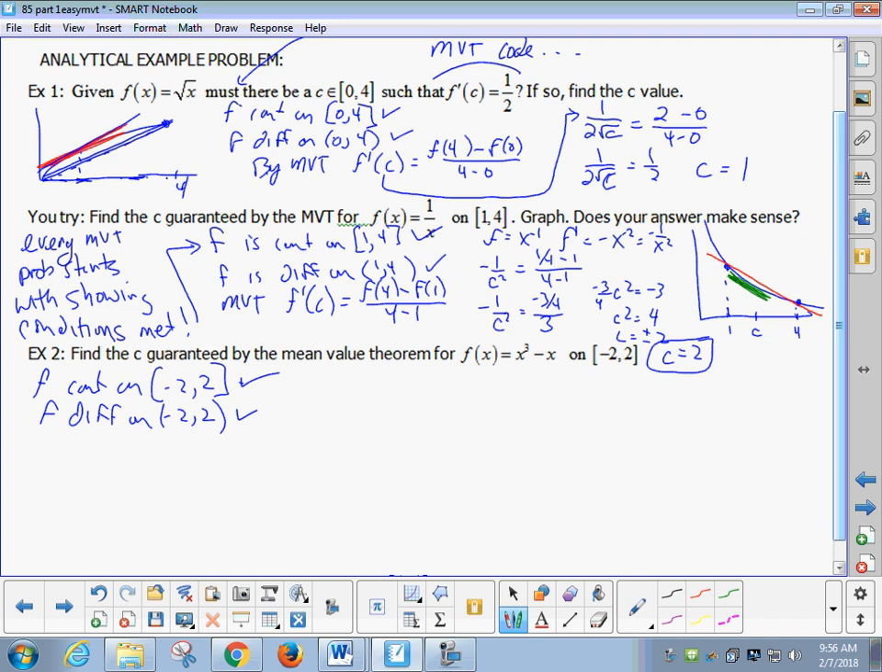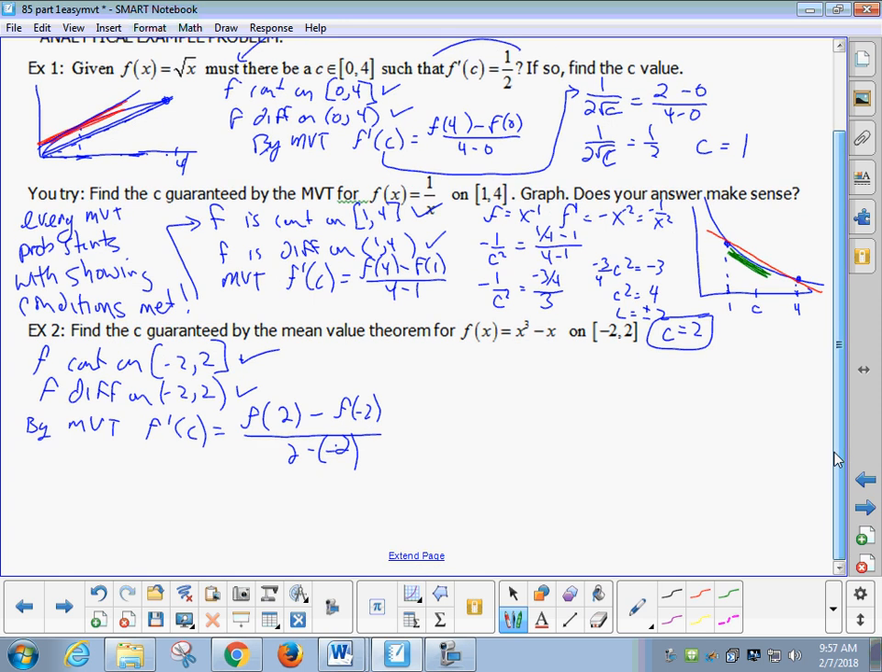So the MVT applies. Wouldn't you agree? So by MVT, we can say there is a place c. C is an x value, okay? There's some x value where the derivative at that point equals the average rate of change. What's the average rate of change here, Kenny? Symbolically, f at 2 minus f at negative 2 over 2 minus negative 2. Well done. Okay, so details.